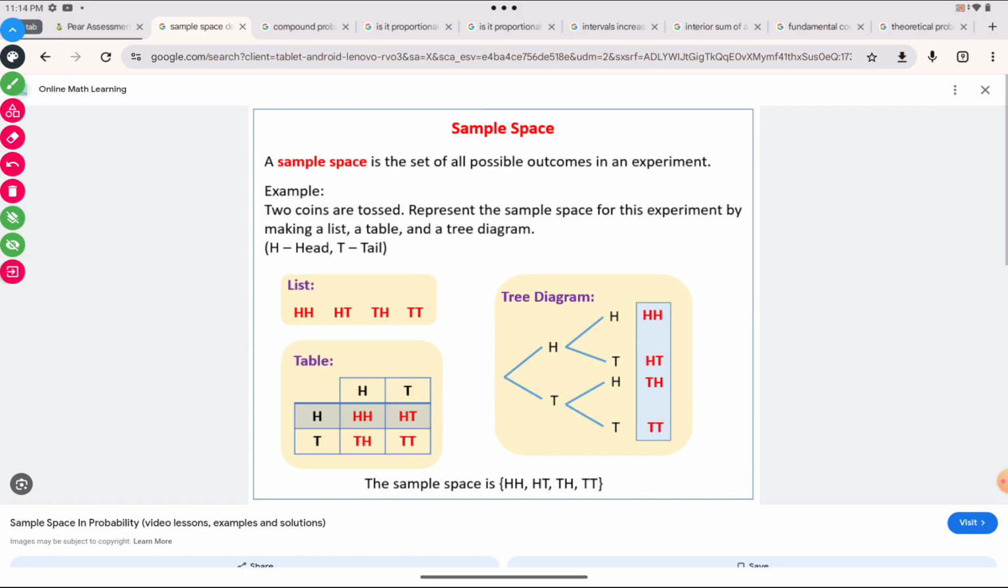The first concept I want to talk about is probability. Probability is the likelihood of something happening or not happening. Within probability, I like to talk about sample space. If you recall, sample space is the set of all possible outcomes.